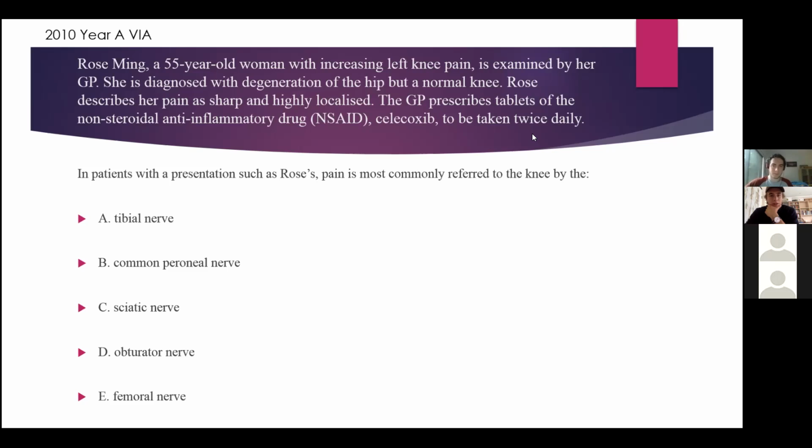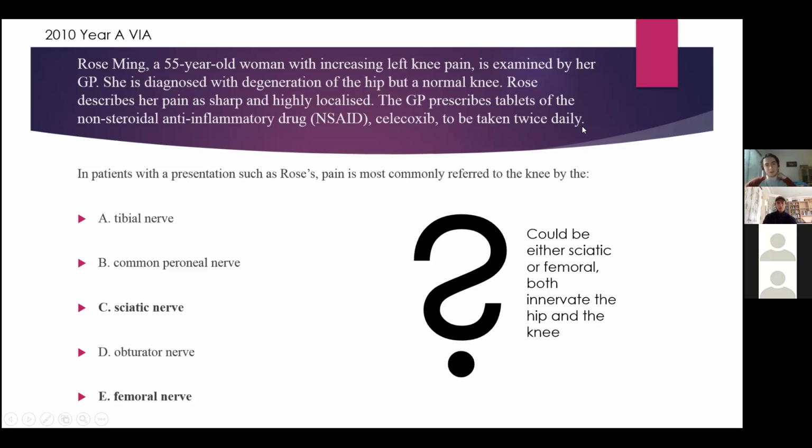Sharp and highly localized. I'm going to say femoral practice. Yeah. So this one's actually a bit of a rough question. So half of the hip and half of the knee are innervated. Well, the hip is half femoral, half sciatic, and the knee is innervated by the sciatic nerve, the femoral nerve, and another nerve.